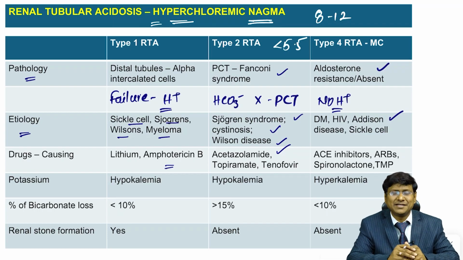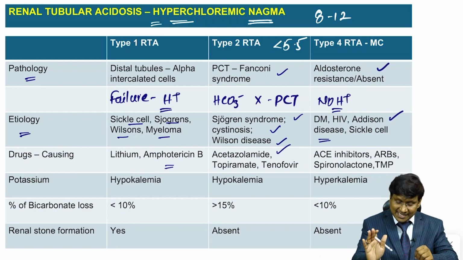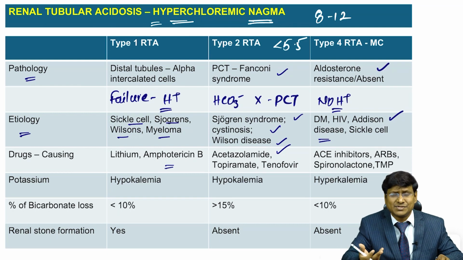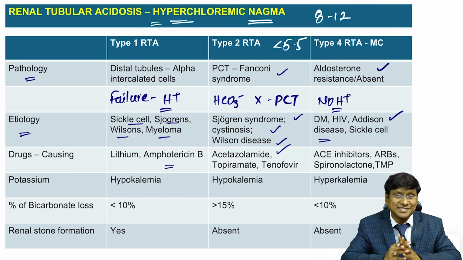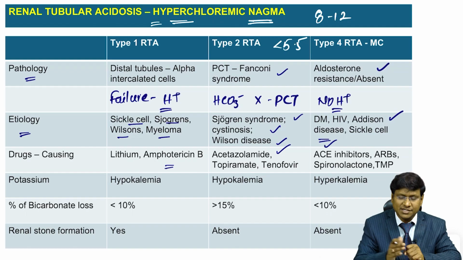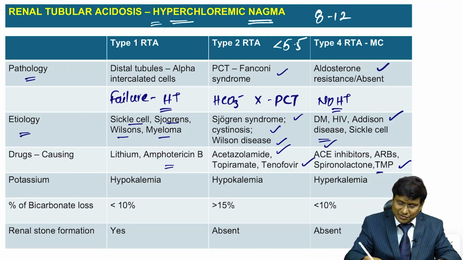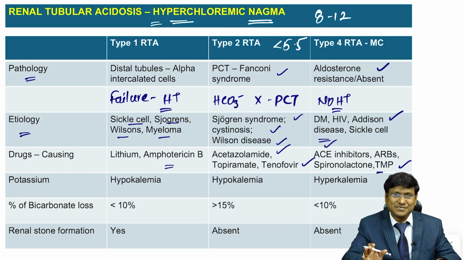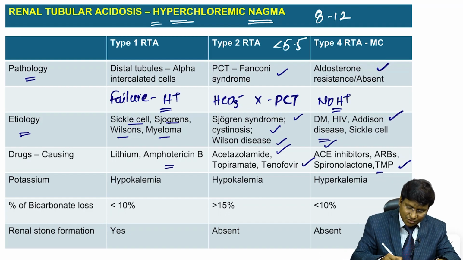And for type 4 renal tubular acidosis, the systemic causes will be diabetes mellitus, HIV, sickle cell disease and Addison's disease. Then what are the drugs? Basically the drugs should decrease the aldosterone synthesis or there should be an aldosterone resistance, and that is achieved by the ACE inhibitors or angiotensin receptor blockers, spironolactone, and trimethoprim-sulfamethoxazole. Mainly trimethoprim is the one which will cause the aldosterone resistance or absence of the aldosterone. So this is about the etiologies which will cause renal tubular acidosis.